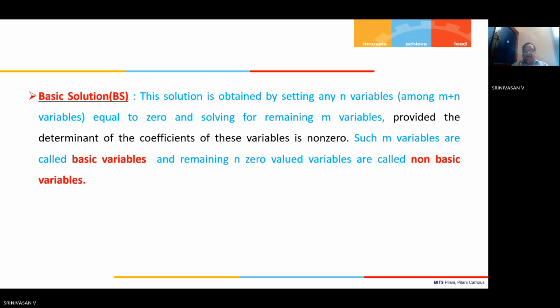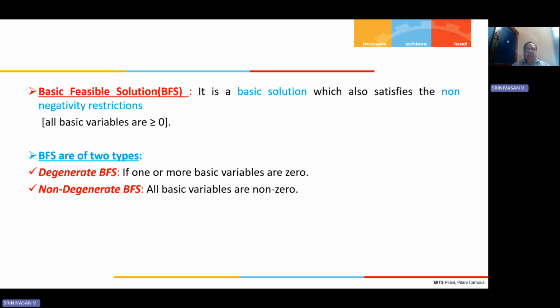And the remaining variables which are zero-valued are called non-basic. In the sense, the basic ones, which are non-zero, are important. So they are called basic variables, important variables. They form the basis, and the others are non-basic. Now we are going to see in practical problems what we normally take as basic variables and non-basic variables. So in practice, how we go about it, we'll see.